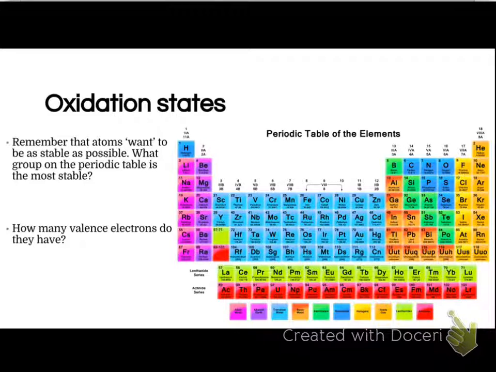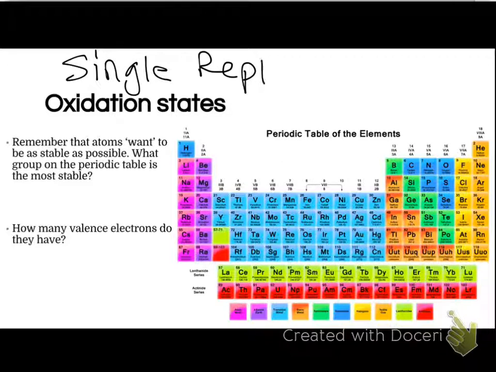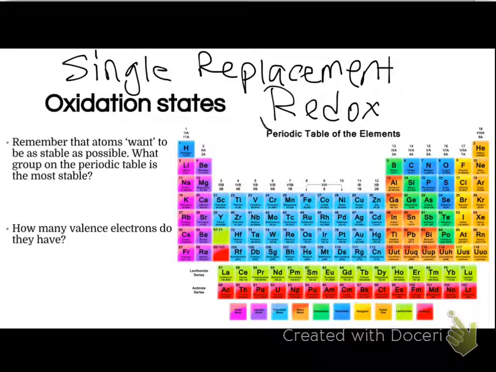Okay, so the next part of this chapter deals with a different type of reaction we've studied before, which we called single replacement reactions. They can also be called single displacement, and they can also be called redox reactions. So they have a lot of names, but they're all the same thing.